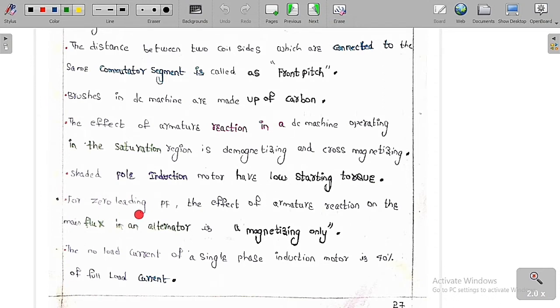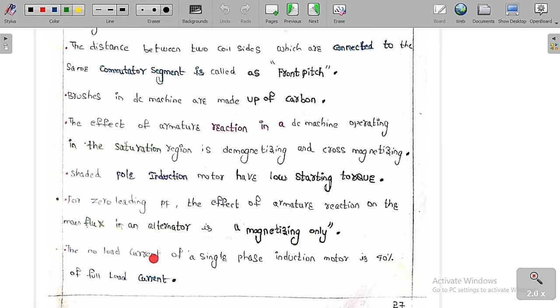For zero power factor leading power factor, the effect of armature reaction on the main flux in an alternator: for zero leading power factor, phi f and phi r are in the same direction, so it is called magnetizing only. For zero leading power factor, the effect of armature reaction on the main flux in the alternator is basically magnetizing only.